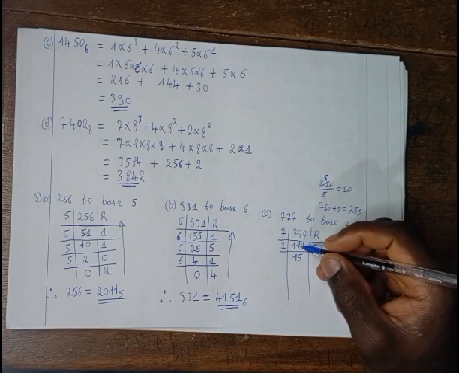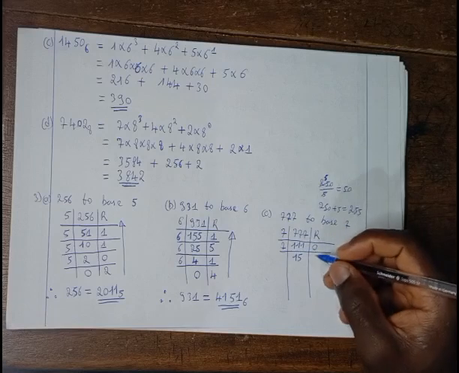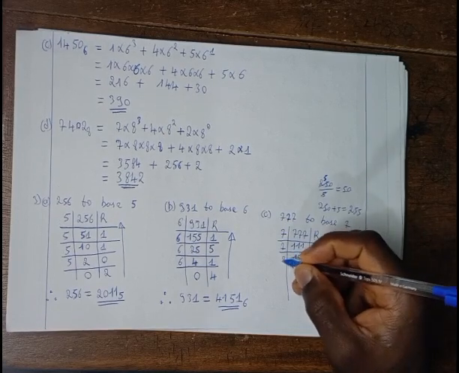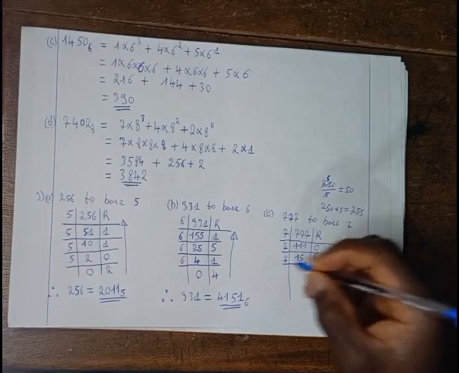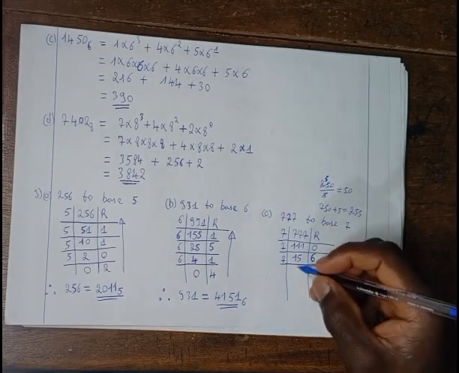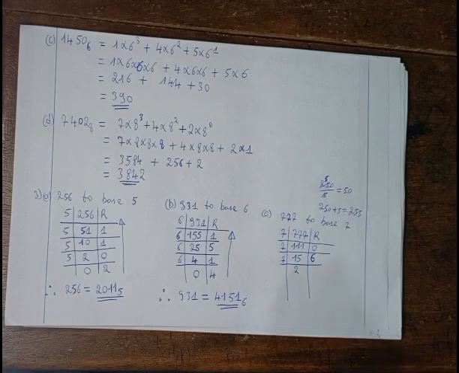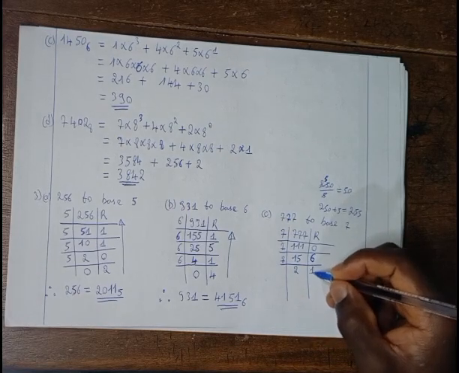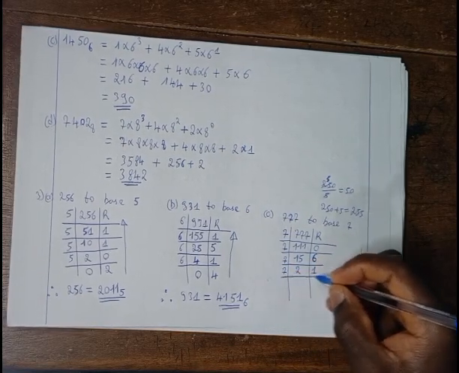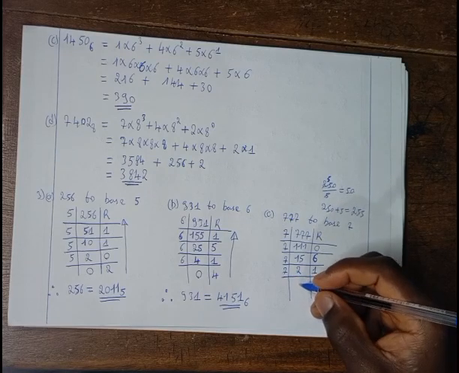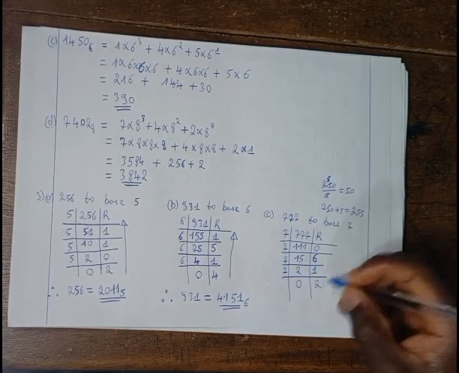105. If we take 111 minus 105, the remainder will simply be 6. Next, we bring down 7. 15 divided by 7, the whole number part will simply be 2, since we know 7 times 2 gives us 14, and the remainder is 1. We bring down 7. 2 is less than 7. If we divide 2 by 7, the whole number part will be 0, and the remainder will be 2.